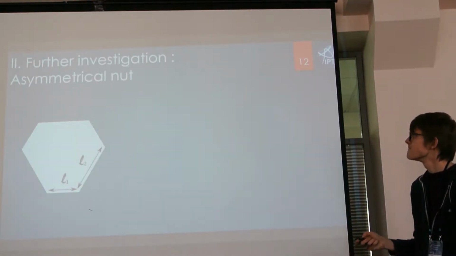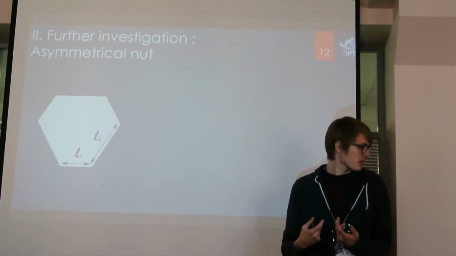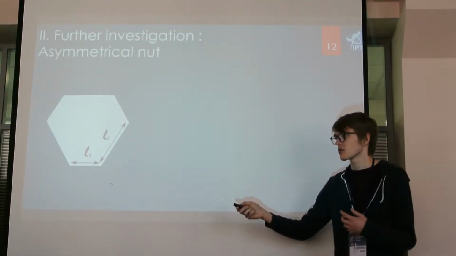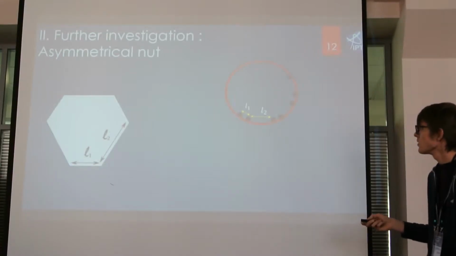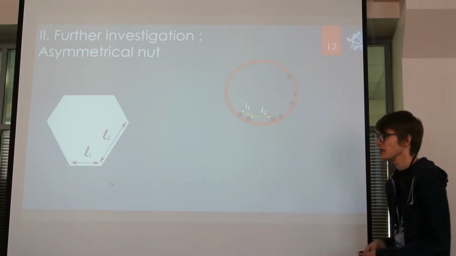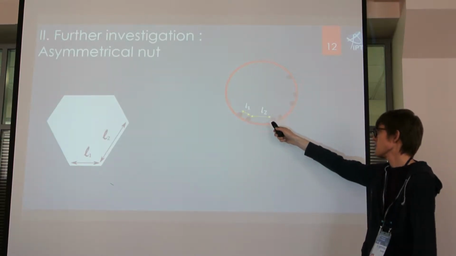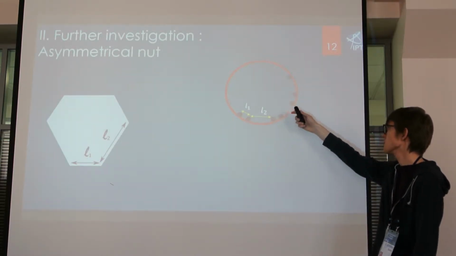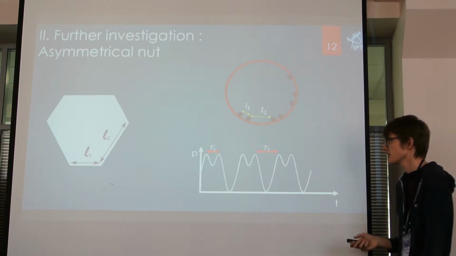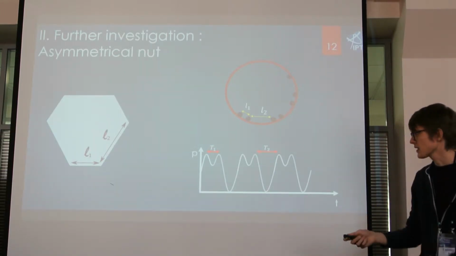Now, let's push this theory a bit further and try this with a hex nut that is asymmetric, that is, one side is shorter than the other. What happens in the balloon is that the short side will touch, then the bigger side, and again the short side, and then the bigger side. So we should expect a tack, tack, tack, tack, tack, tack.